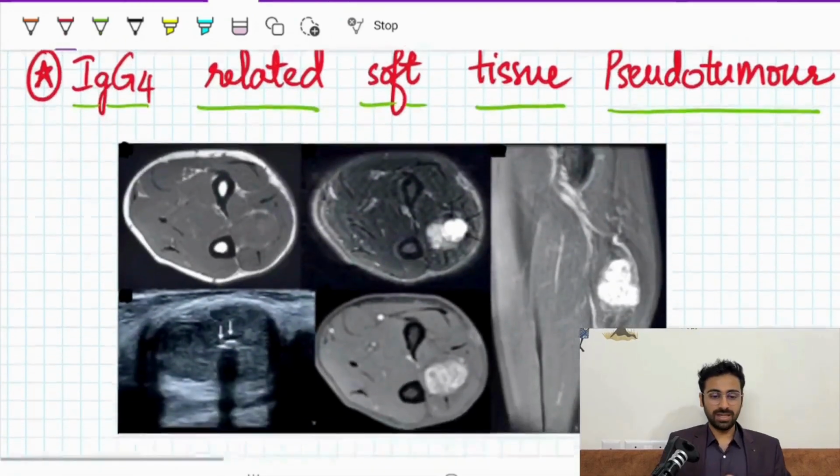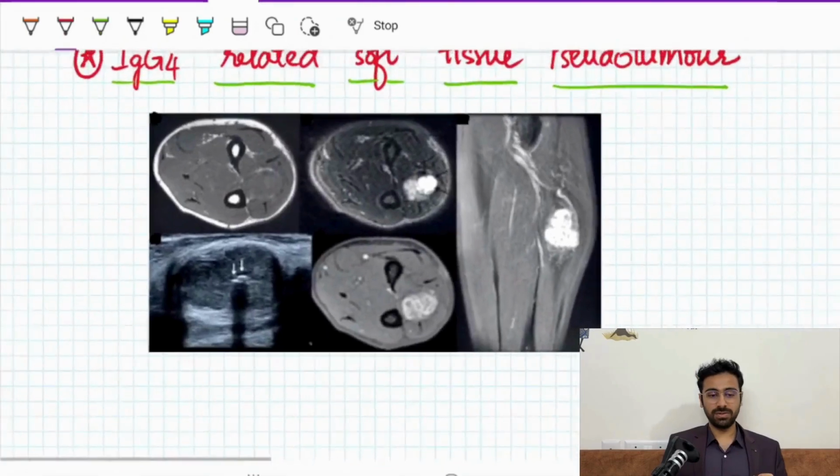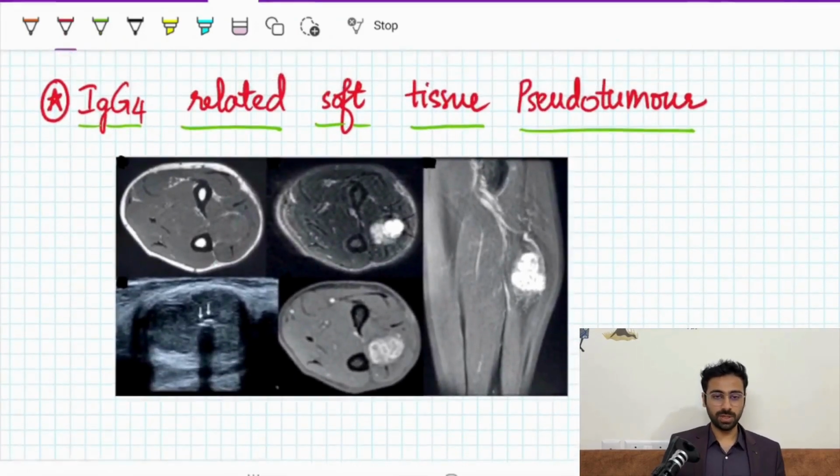Coming to the next case. This is a case of IgG4 related soft tissue tumor, also known as pseudotumor, also known as pseudolymphoma. Now, this was an interesting case. The patient actually went first to the surgery OPD, and my surgery colleague, who was just fresh from his MS, was very excited. He found a soft tissue mass on palpation. He saw the X-ray. He was very confident it was a soft tissue tumor, and he was very excited to do the OT.